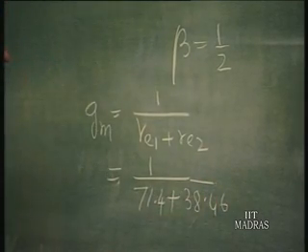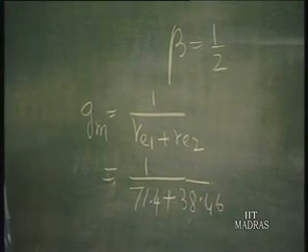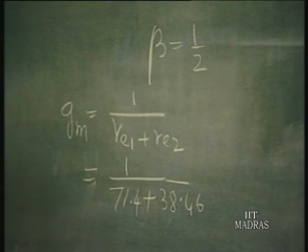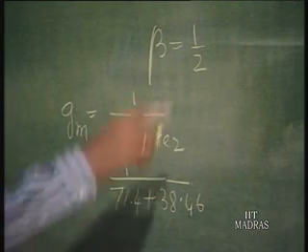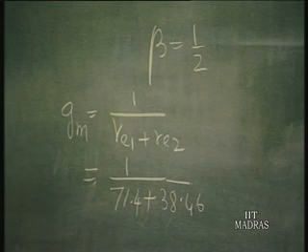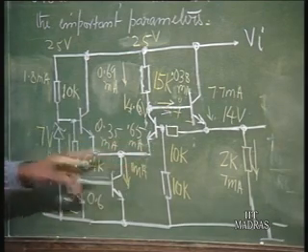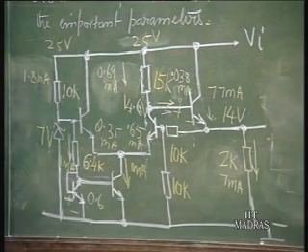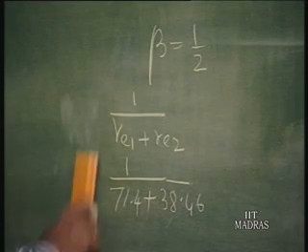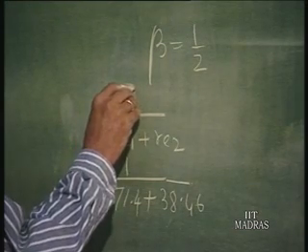So, this is the gm of the transistor stage, that into RC by 2, because it is single ended. This need not be divided by 2, because this is the total resistance. So, this is the gm into RC.